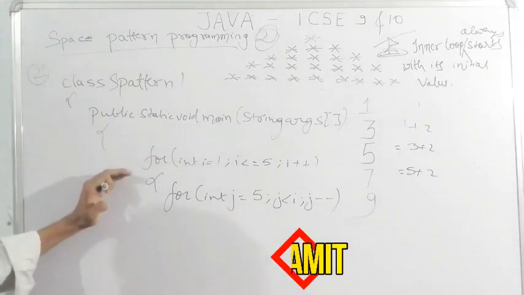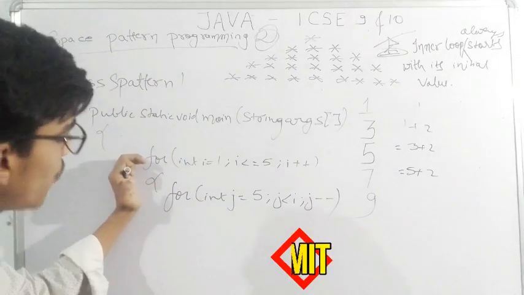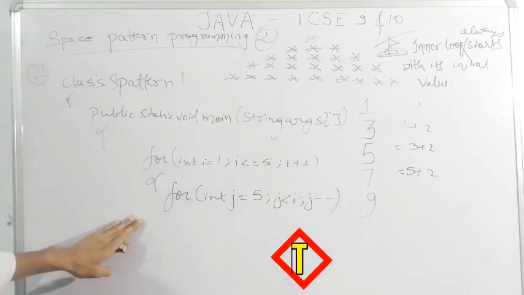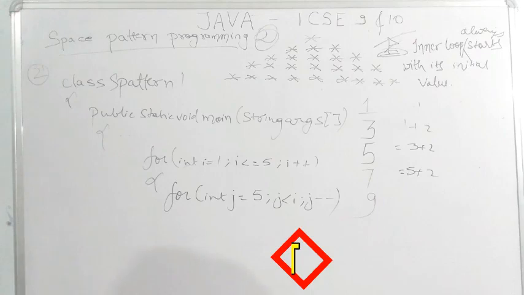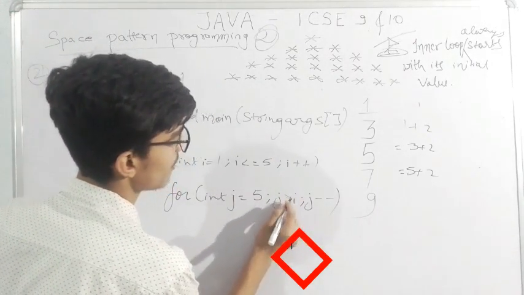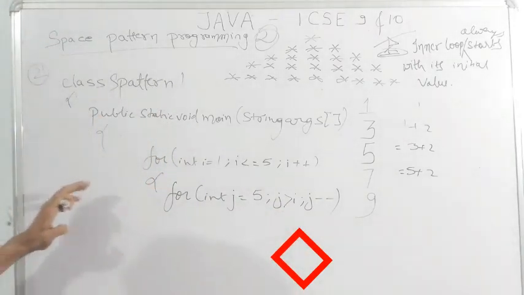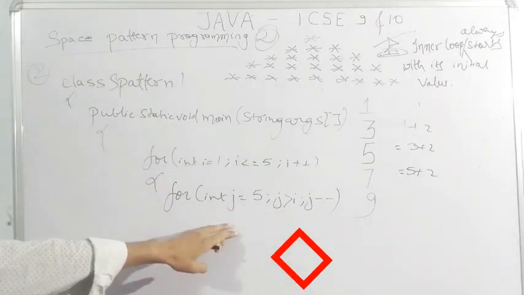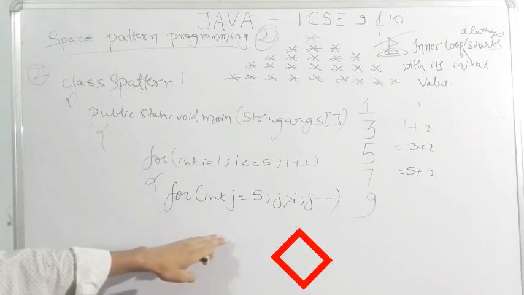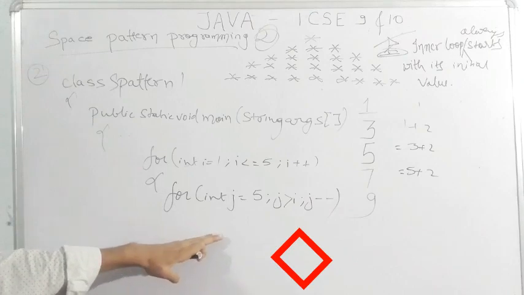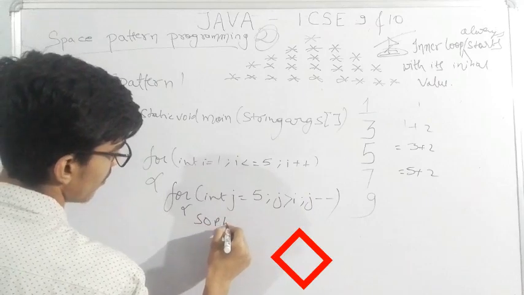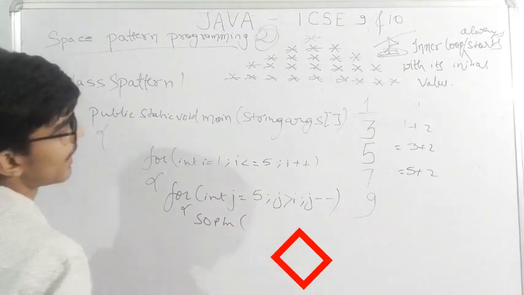Now before, you have seen that I have written a loop for I. Here we have written a loop for j. J is equal to 5, j will be more than, as it is 5, 5 will be more than I, and j minus minus means the value of j will be decremented as the program continues. So now we'll print SOPLN.